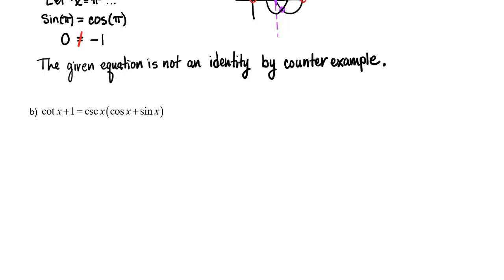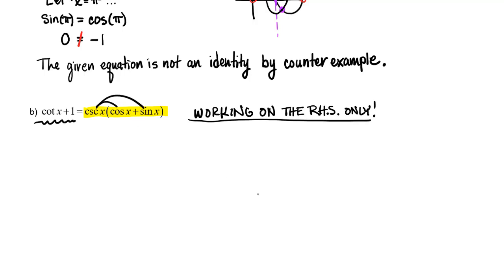We have cotangent of x plus 1 is equal to cosecant x times the quantity cosine of x plus sine of x. I'm going to choose the right-hand side to simplify, and I'll go ahead and distribute that in. I am working on the right-hand side only. So we are not messing with the left side of this identity, and we need to show that we can make it work. We could also have tried to disprove it, but I'm going to try this first.